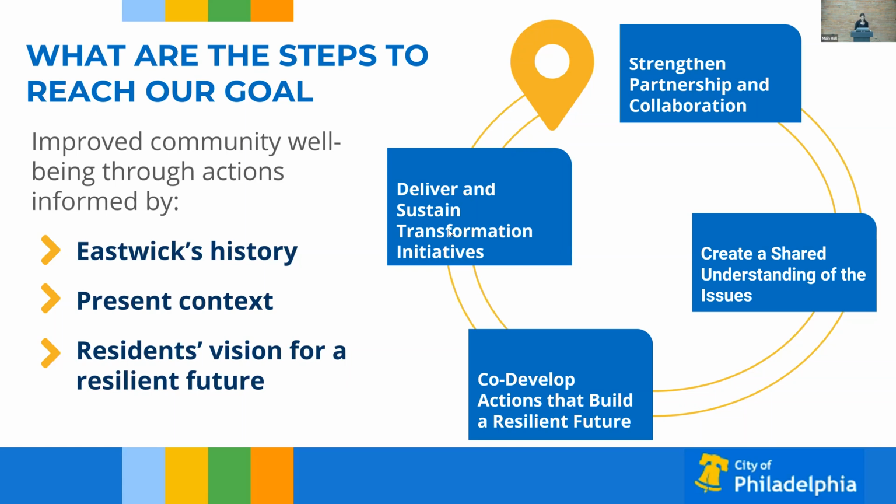Our first steps were really creating a shared understanding of the issues. There are so many entities involved in Eastwick. The Army Corps is involved, the Water Department, FEMA, the Federal Emergency Management Agency. There have been so many people with their own agendas and understanding of the issues, and we've been working really hard to get us all at the table together to make sure that we're understanding each other's perspectives, and working with residents and our partner agencies to co-develop actions that build a resilient future.